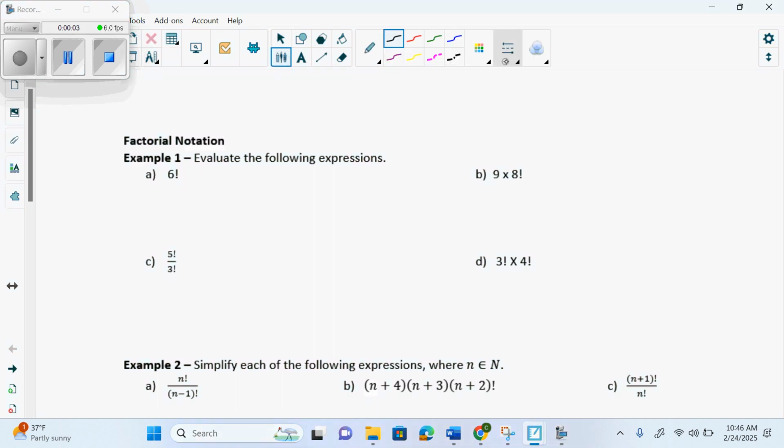6 factorial is the same as what? 6 times 5 times 4 times 3 times 2 times 1. Blast off, right? Which is 720. We talked about that.